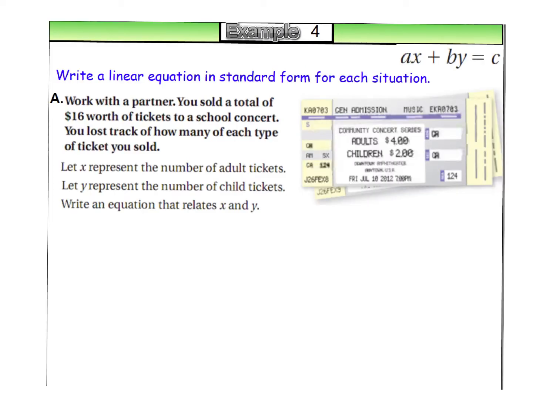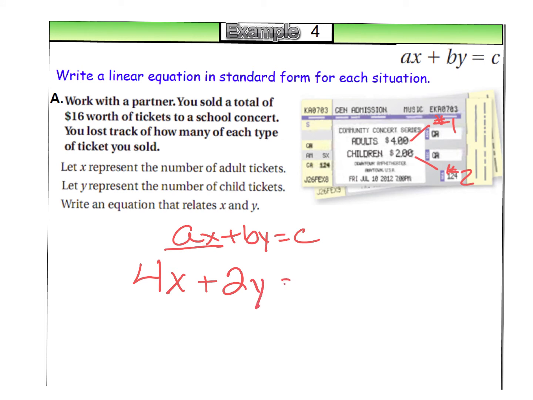You've seen this example before, so we're going to do it again. We have AX plus BY equals C. So we have thing number 1. We are selling tickets, and we're selling 2 types of tickets. So thing number 1 is our adult tickets, 4X, plus thing number 2 is our children tickets, so 2Y. And then we get our total, which we sold $16. There is our equation. Thing number 1 plus thing number 2 equals our total.